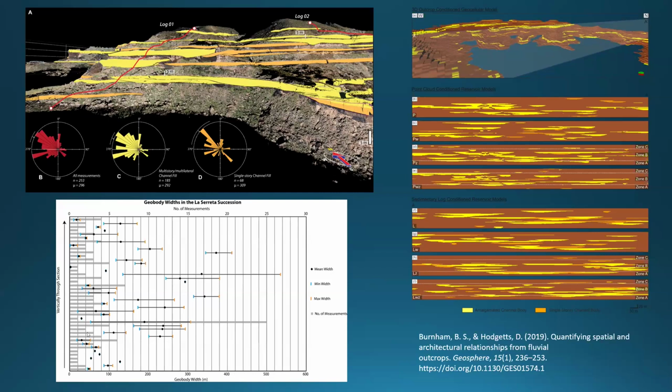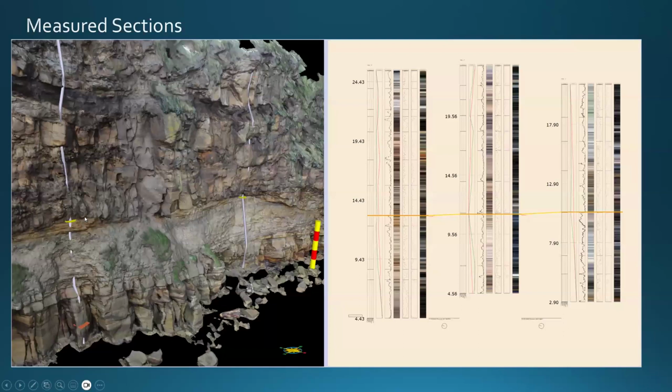Other kinds of measurements that you can make, here we've got sedimentary logs or measured sections, so measuring different stratal thicknesses and working out information about those strata. Typically, if you were a field geologist, you would be doing this with a tape measure and you'd be adding in grain size measurements. We can't get grain size here, but we can get a lot of other information.